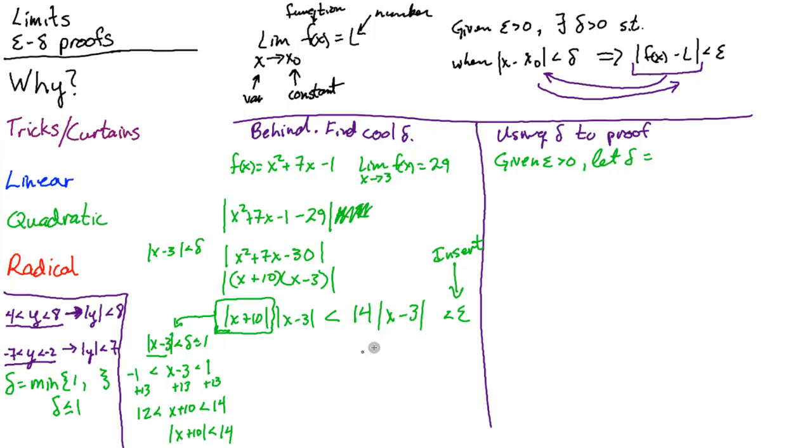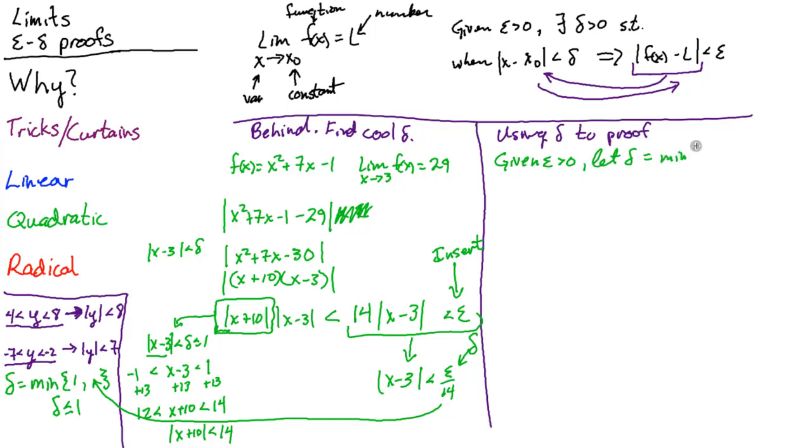Good. So if I pick that right delta, then bada boom, right here. Now can you see where I can go from this inequality? I have |x minus 3| less than epsilon over 14. And boom! There's my other half of the delta. Goes right there. Okay, that's the behind the scenes. Now let's look at how the proof works. So delta is going to be the minimum value of 1 and epsilon over 14, and let's see how this works out.